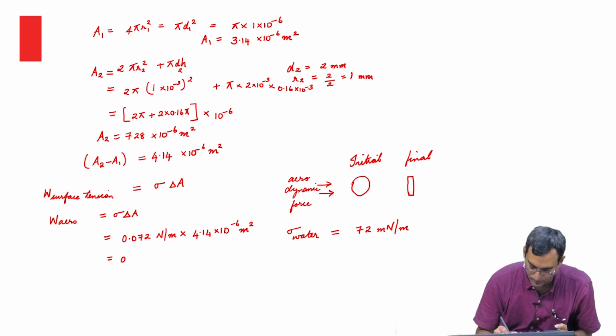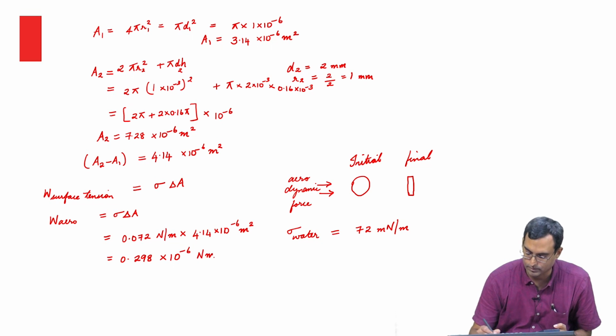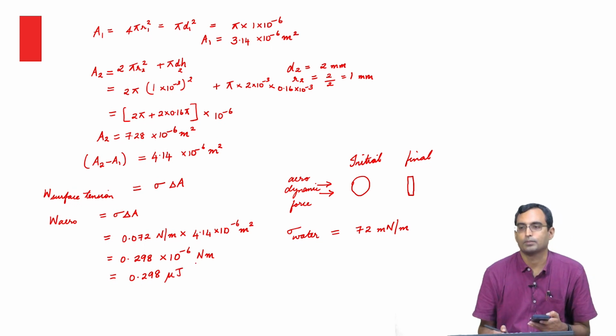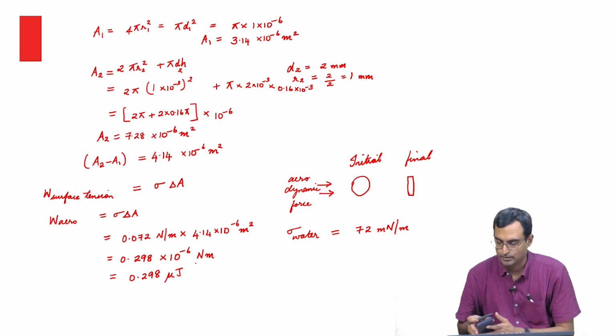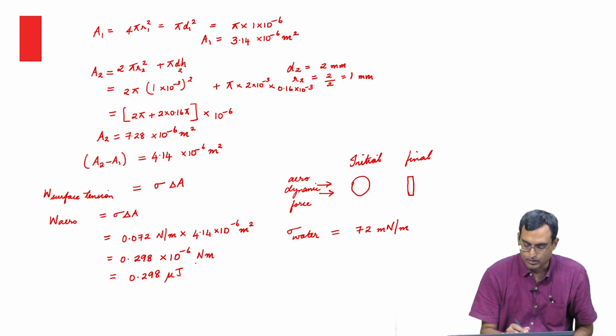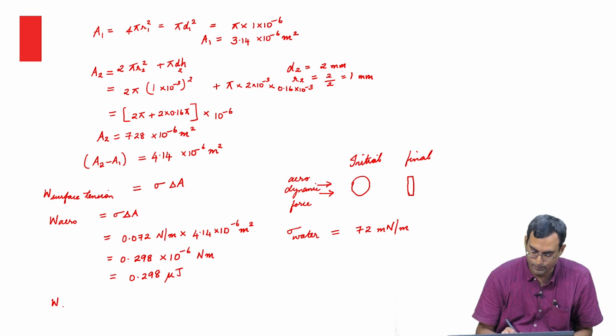So, that is 0.298 into 10 power minus 6 Newton meter into meter square, which is Newton meter, which is essentially joule. So, we see that it is about 0.298 microjoule, a small amount of work in order to change the shape of a small droplet. So, this work is positive for the aerodynamic force, and the work interaction for the droplet is essentially this, which would be minus.